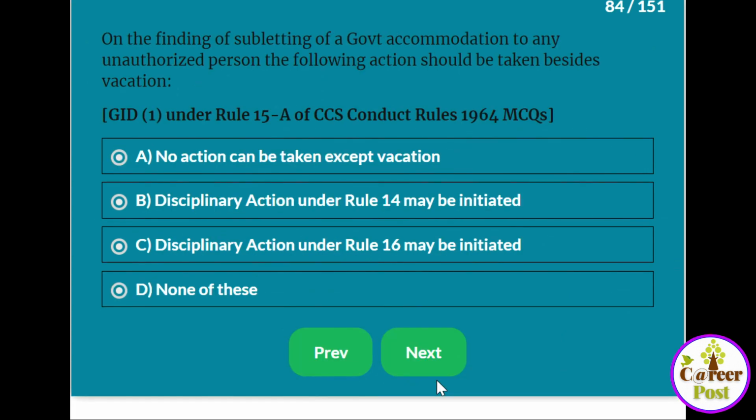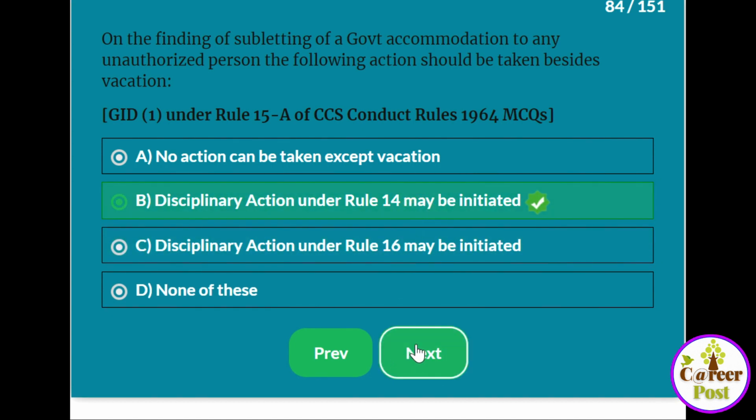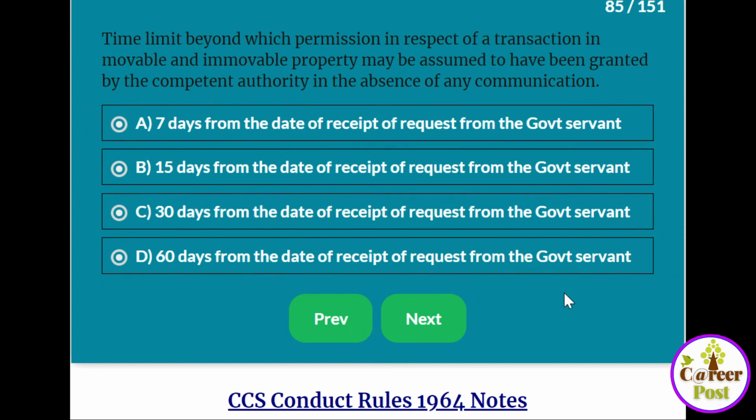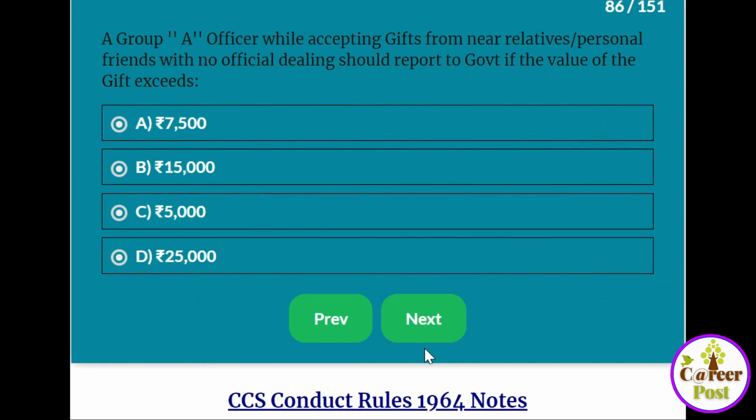On finding of subletting of government accommodation to any unauthorized person, the following action should be taken besides vacation: disciplinary action under Rule 14 may be initiated. The time limit beyond which permission in respect of transaction in movable and immovable property may be assumed to have been granted by the competent authority in the absence of any communication: 7 days, 15 days, 30 days, 60 days from the date of receipt of request from the government servant. The answer is 30 days.